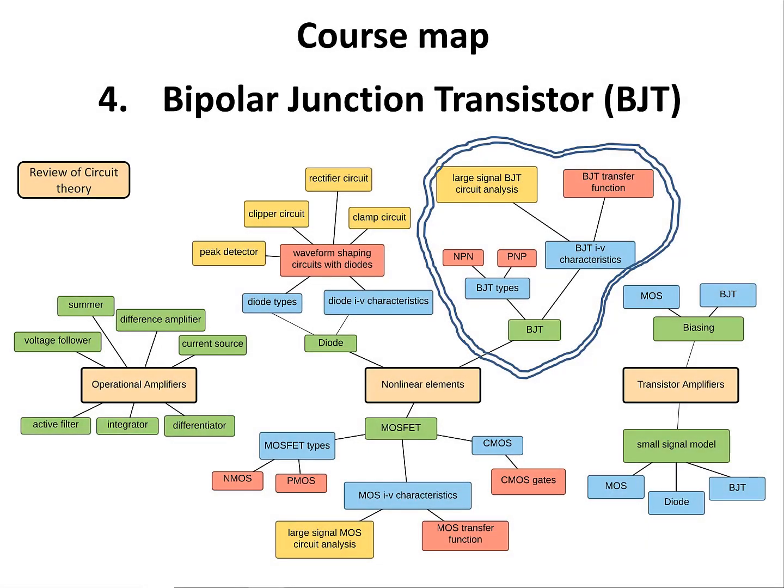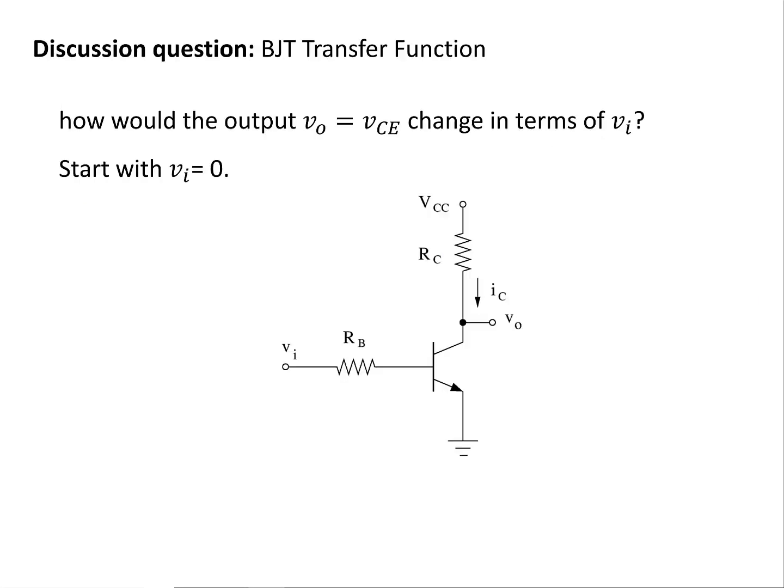Hello everyone, we are at the topic of BJTs and today we're going to look at BJT transfer functions. The question that we would like to answer is how would the output in the circuit change in terms of Vi? The output is taken from the collector node and Vout is equal to VCE, and the input is applied to the base of the BJT transistor.